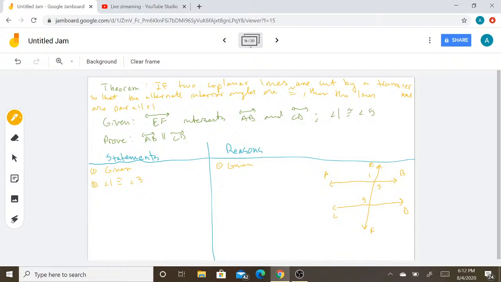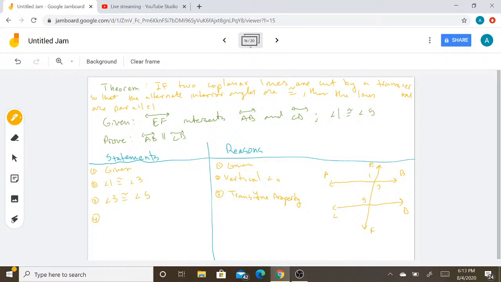So using this diagram we can state that angle 1 and angle 3 are congruent, vertical angles. And through the transitive property, since angle 1 is congruent to angle 5 and angle 1 is also congruent to angle 3, we can state that angle 3 is congruent to angle 5. This is through the transitive property. From here, we're basically done with the proof, because now we know that angle 3 and angle 5 are congruent.